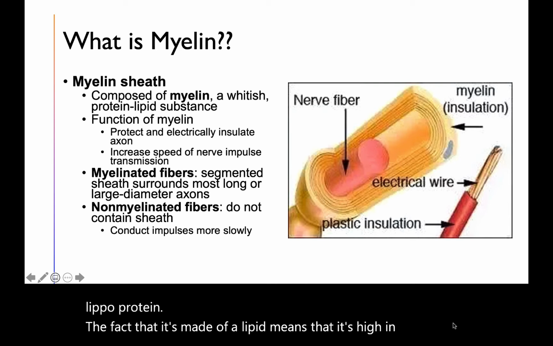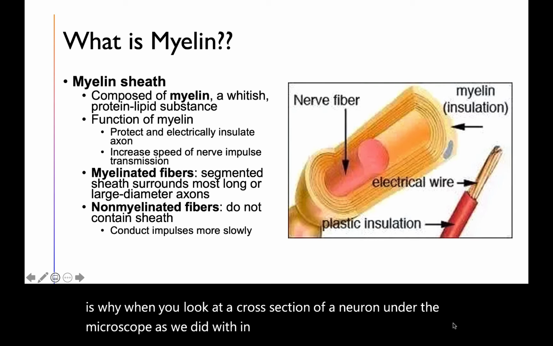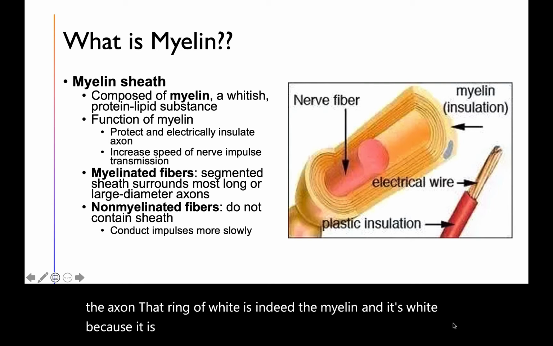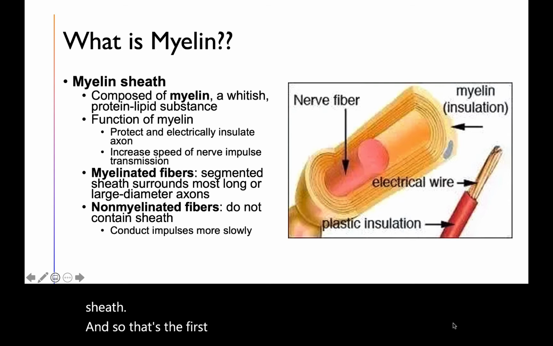And this is why when you look at a cross section of a neuron under the microscope, as we did within the lab, you actually see a ring of white around the axon. That ring of white is indeed the myelin. And it's white because it is high in lipid. Just like adipose tissue is high in lipid and stains usually white, so does the myelin sheath. And so that's the first thing that you really need to keep in mind.